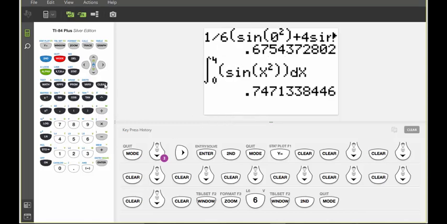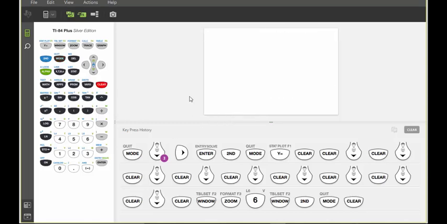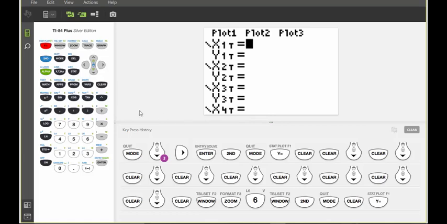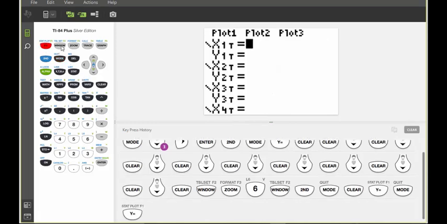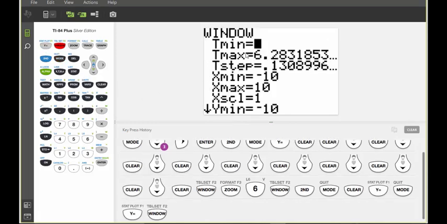Let's get ourselves acquainted with parameterization. First things first, I go to y equals. I have set my mode to parameterization right there. Let's look at our window. Our window is, by default, 0 to 6.2831853, which is approximately 0 to 2 pi. X and y are both -10 to 10. Our scale is 1, which just means the distance between the little hash marks. And then my step for t is 0.13.